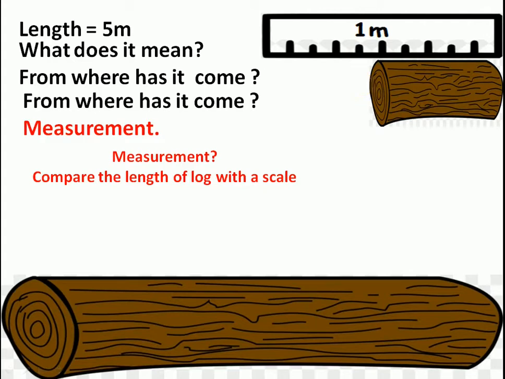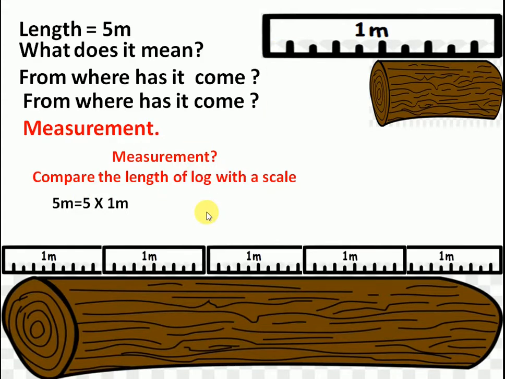Now what does 5 meter mean then? 5 meter, I can write as 5 into 1 meter, so the length of the log is equal to 5 times the length of 1 meter. So the unit out here is 1 meter. We compare the length with the scale which has 1 meter. That means to measure something we need the scale. We cannot make our own 1 meter.